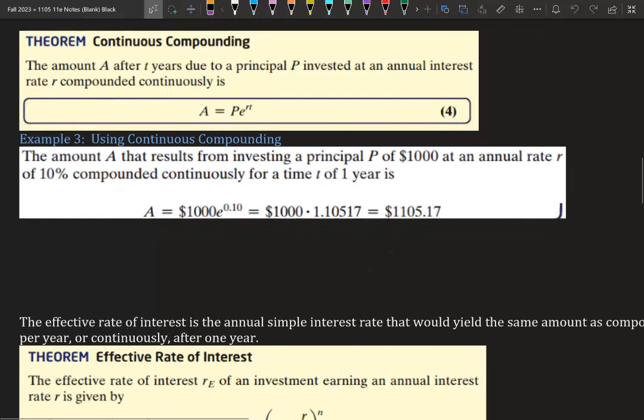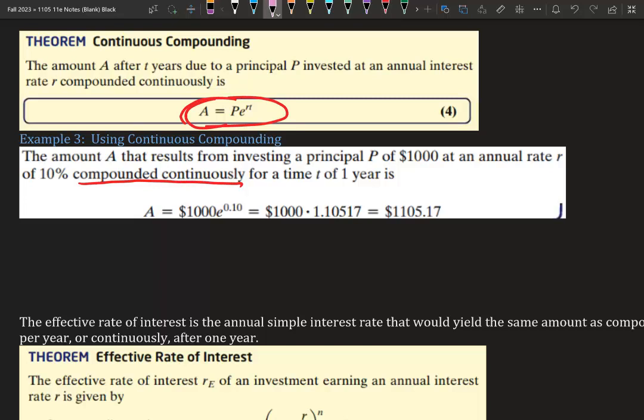So the amount A that results from investing a principal P of $1,000 at an annual rate R of 10% compounded continuously for time T of 1 year is blank. So we know that this is a continuous compound because it says compounded continuously. So that's how we knew to use this formula, because it said compounded continuously.